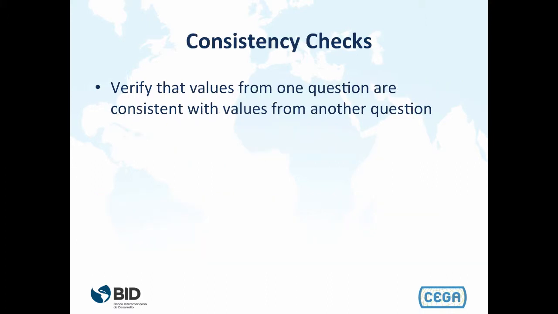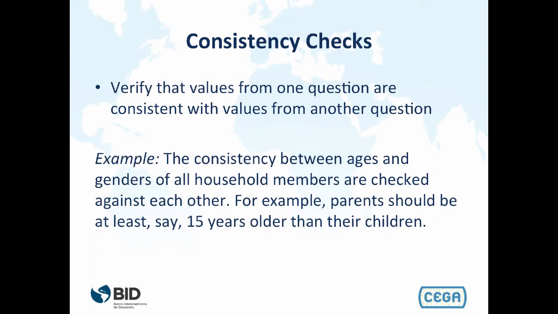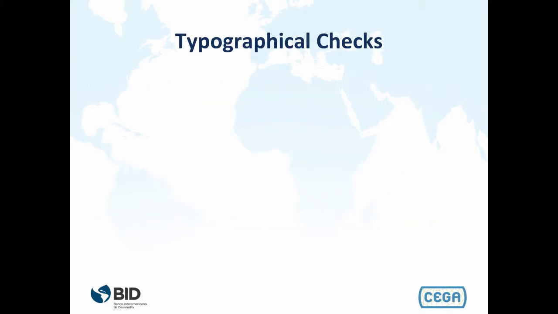Consistency checks. Consistency checks allow us to verify that values from one question are consistent with values from another question. So for example, one would not expect to see men, at least individuals who have been identified as male in the survey, responding to a prenatal care module. Another example is verifying the consistency of the age of parents and their children. So one would think that a parent shouldn't be 2 or 3 years older than their child.